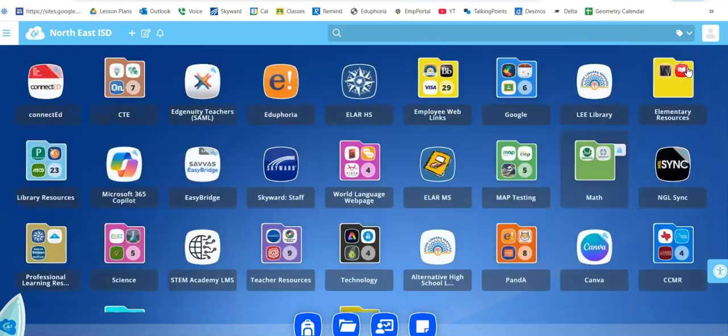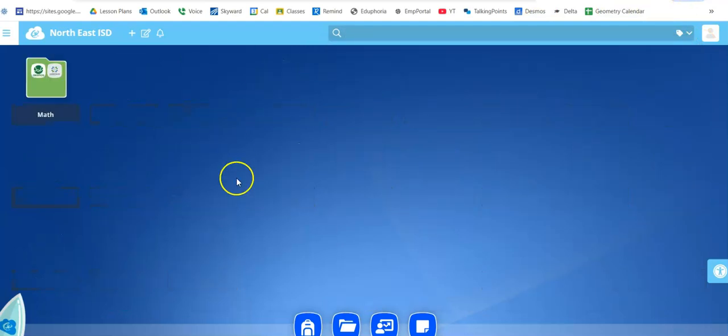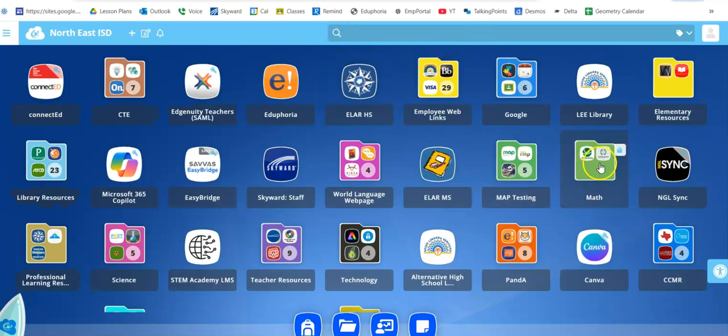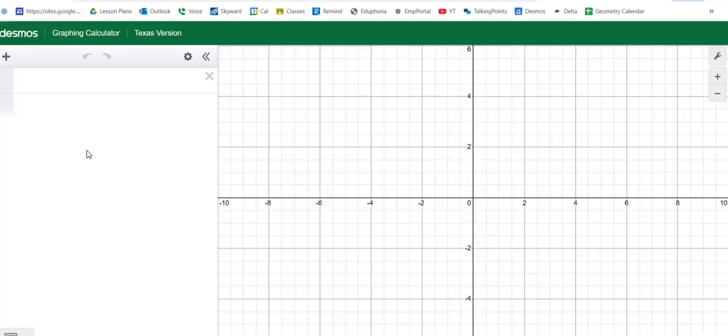Desmos. Here's how you get to it. I do not want you to type desmos.com because that gives you the regular Desmos, and the way you're supposed to get it is through the Launchpad, right? Because it's a special testing Desmos. So if you go to Launchpad, you can type Desmos at the top, right? Or you can just click the math folder and click Desmos. It's green. Okay? This is how it looks.